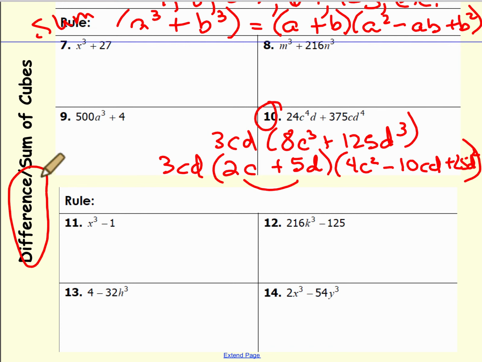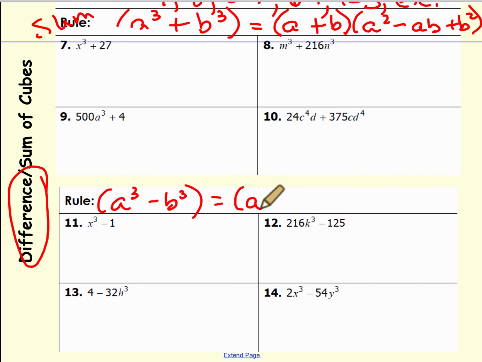Okay, now we're looking at difference of cubes. So it's actually the same rule. Not much other to learn other than the signs change. We'll recognize it because there's a minus sign in between the perfect cubes. It starts off with cube root minus cube root, square of the cube root. And now the signs are all going to be pluses.